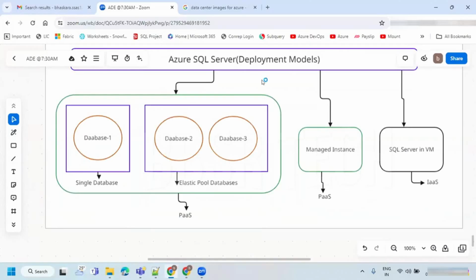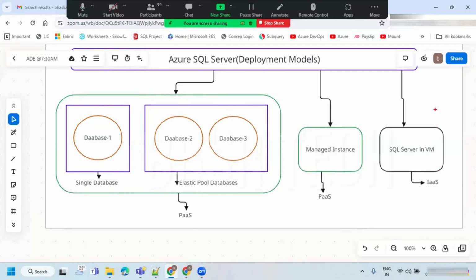Okay, so when you go for Azure SQL Server deployment models, we have three different types of deployment models. One is a single database or collection of databases you can keep in one place. Another is managed instance, and then SQL Server in virtual machine. This is IaaS. We are not going to touch this. We don't need to know about it. This role will be taken care of by someone else.